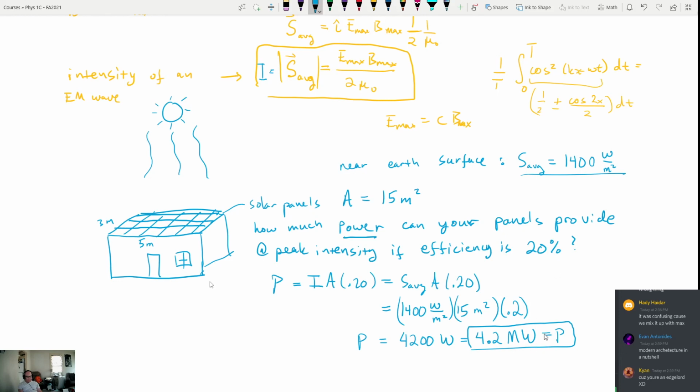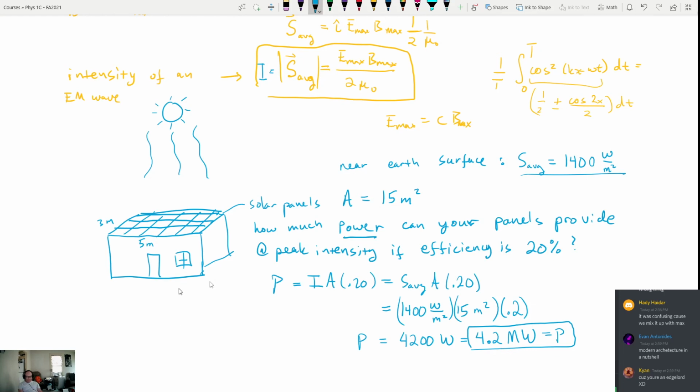But if you had some kind of battery system, like a Powerwall that Tesla sells, you could be charging up that battery to be used later in the nighttime or something like that. If the sun is at peak intensity for about 2 hours or so, then you could get about 4.2 megawatt hours of energy stored up in your battery that you could then use in your home later at night.